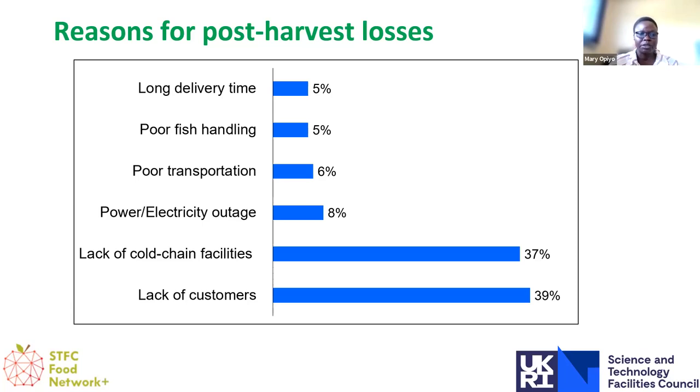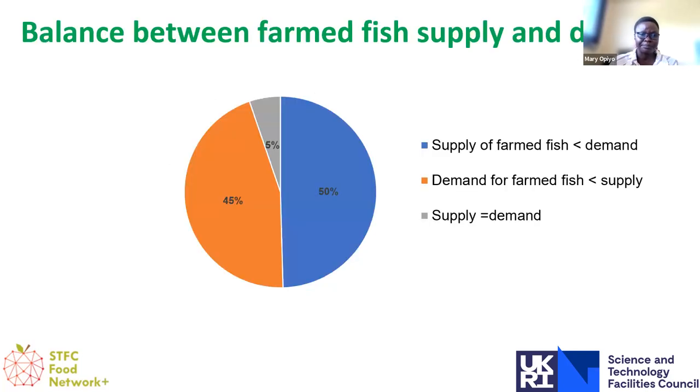So the lack of these cold chain facilities and even poor electricity connections have really led to the post-harvest losses. So on the balance between demand and supply of the farmed fish, we can say that 50% of the respondents were saying that supply of farmed fish is less than the demand, like there is very high demand for the farmed fish. And 45% were saying that the demand for the farmed fish was lower than the supply. So there is need for more fish. And only 5% were saying that the supply and the demand are equal.